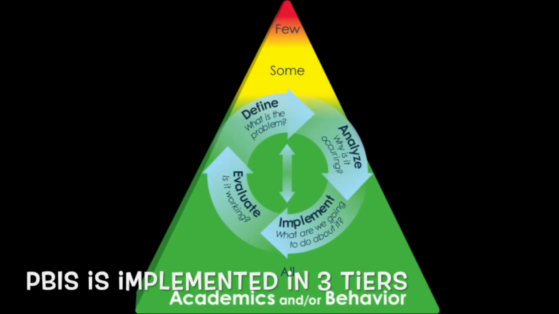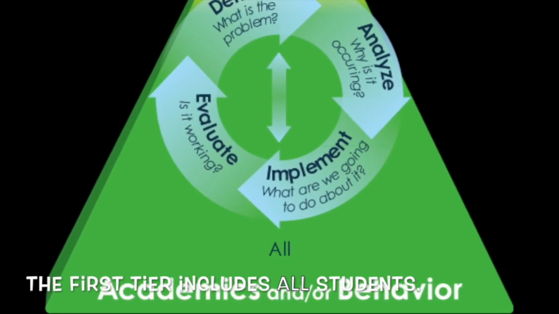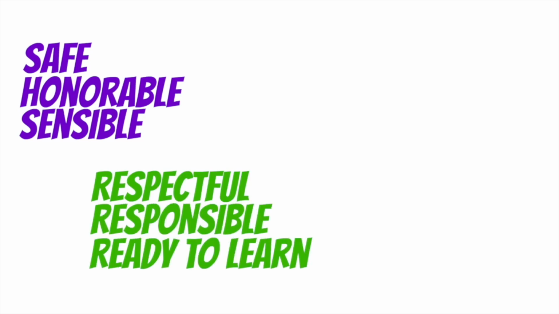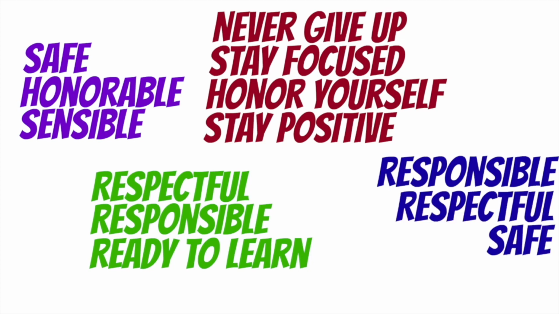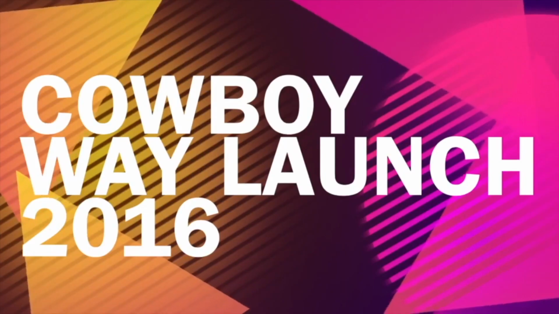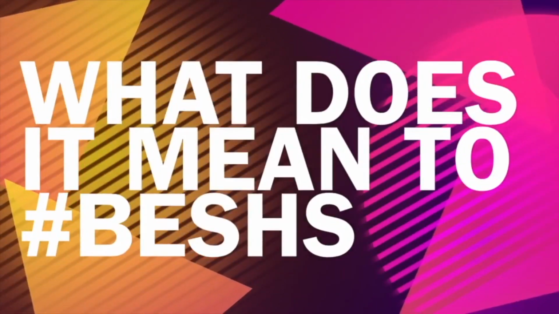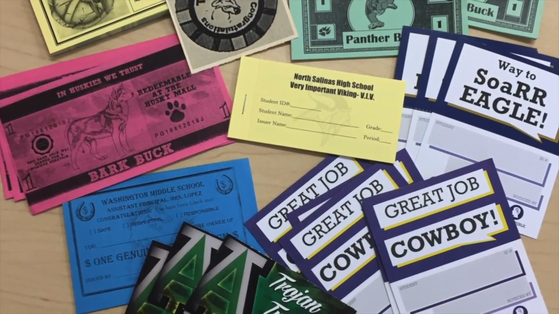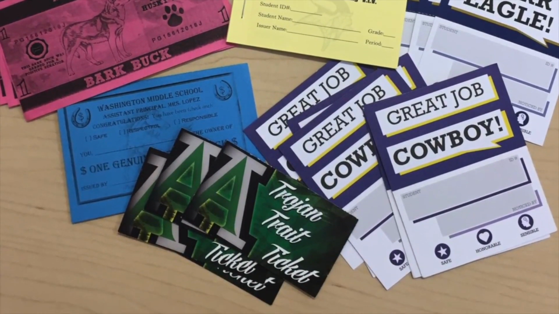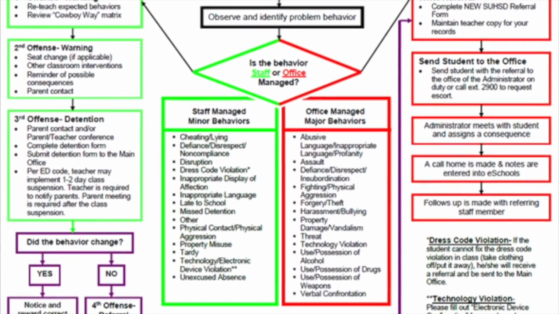PBIS and its teams are divided into 3 tiers. The first tier includes all students on a campus. Successful Tier 1 implementation includes establishing 3 to 5 expectations for student behavior, and then explicitly teaching those behavior expectations across multiple environments. It also means developing an acknowledgement and reward system for when students get it right, and clearly defining consequences to reduce ambiguity.